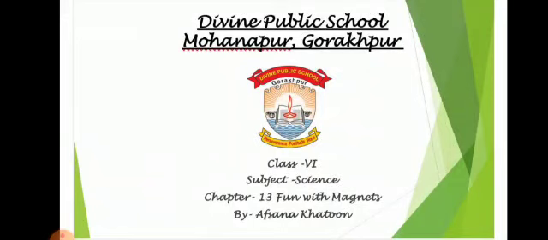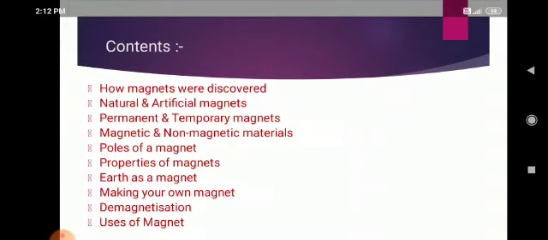Now in today's video, I will explain chapter 13 of your science textbook, that is Fun with Magnets. Let's take a view of the topics we will discuss here. In this chapter, we will learn about magnets: how magnets were discovered, types of magnets, magnetic and non-magnetic materials, poles of magnets and their properties, how the earth behaves as a magnet, methods to make our own magnet, demagnetization, and some useful applications of magnets. So let's start with the introduction.